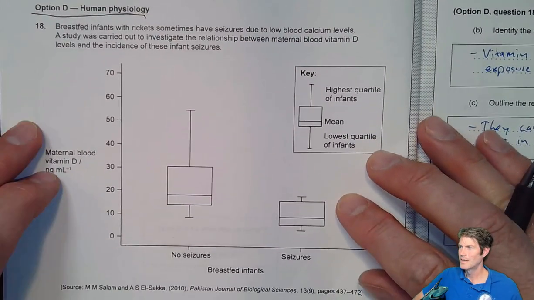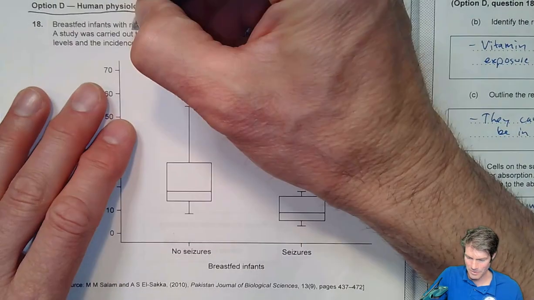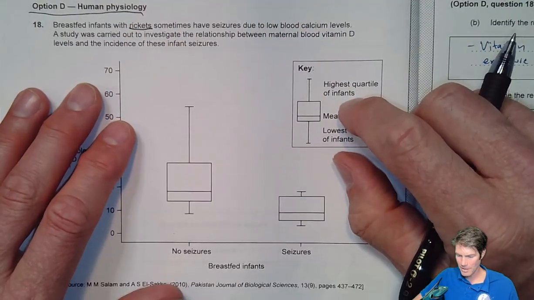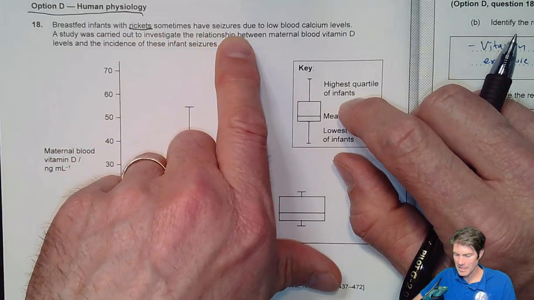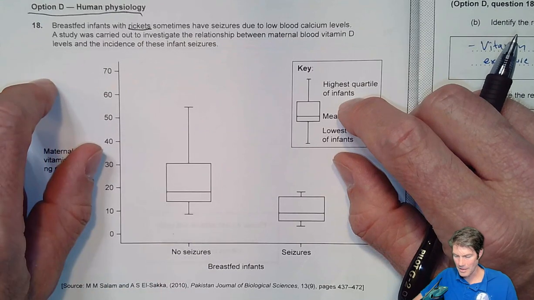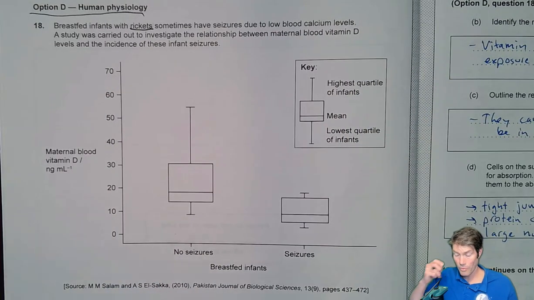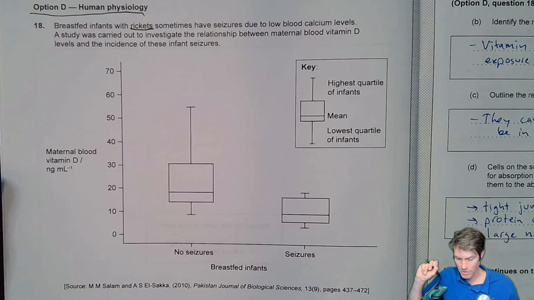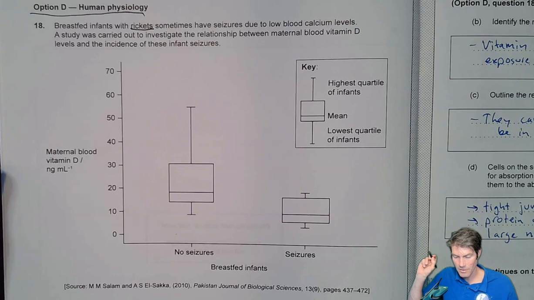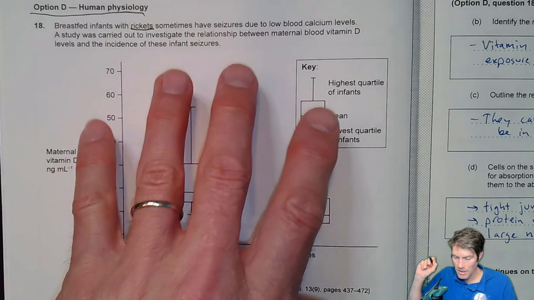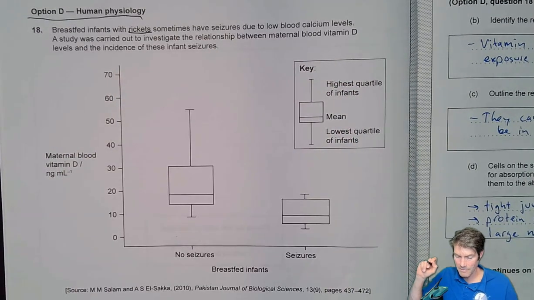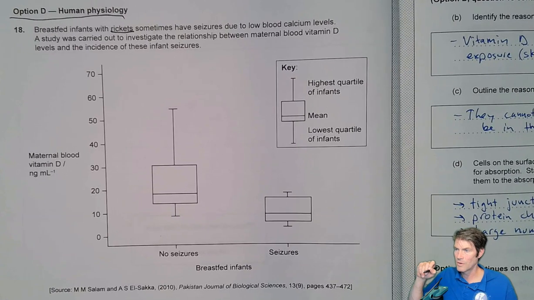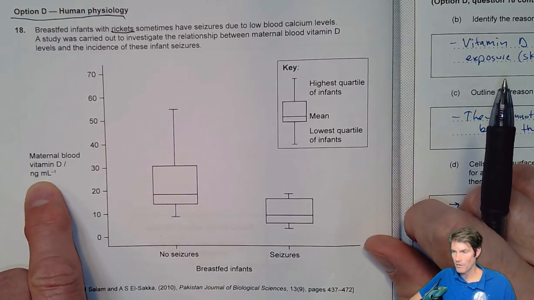Human physiology. So we have some breastfed infants with this disease, rickets, the bone development issue. These infants with rickets sometimes have seizures because they don't have enough blood calcium. Calcium is really important to regulate muscle contraction, as you know, that's what kicks it off, that calcium into the sarcomere. So we have a study here looking at maternal blood vitamin D levels and the incidence of these infant seizures.